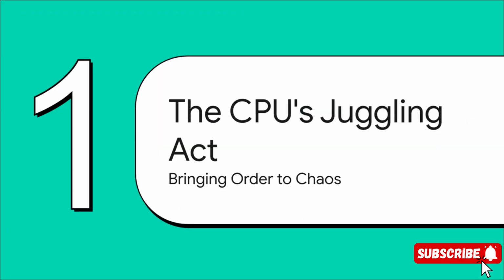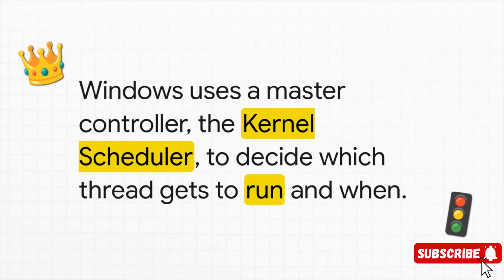Okay, first up, the CPU's juggling act. Let's look at how Windows even begins to wrangle all this chaos. The hero of our story is the Windows kernel scheduler. Think of it as the ultimate traffic cop, or maybe a benevolent dictator, living deep inside the core of the operating system. Its one job, its only job, is to look at this massive, screaming crowd of threads and decide, millisecond by millisecond, which one gets to use the processor right now.